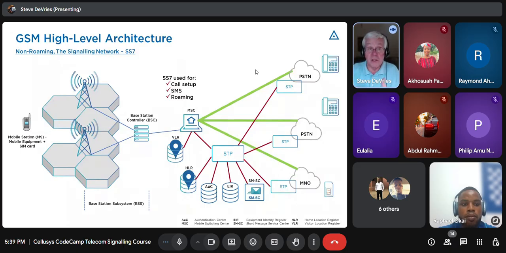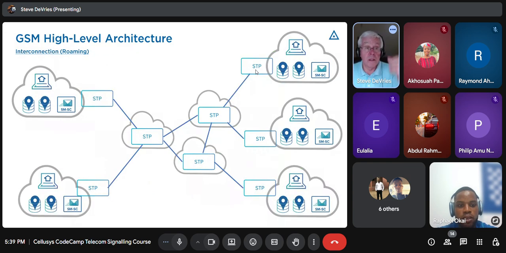So there are many networks that still use second generation GSM.